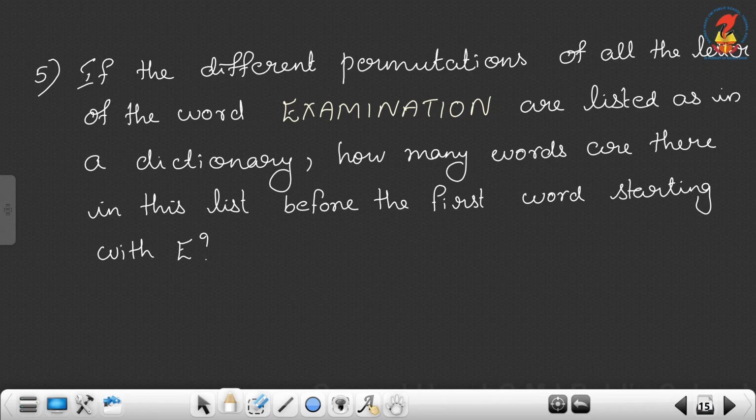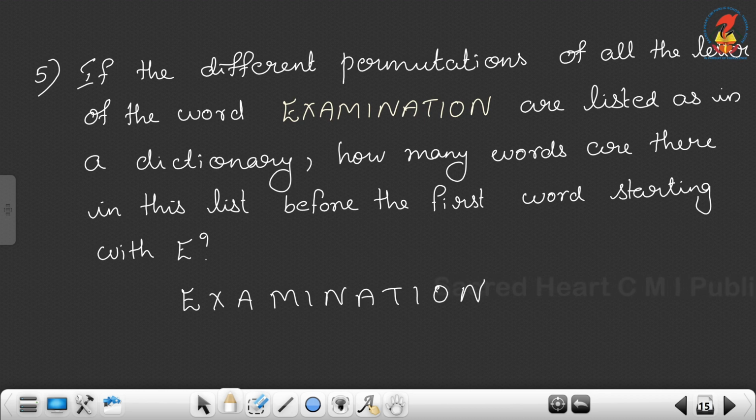If the different permutations of all the letters of the word EXAMINATION are listed as in a dictionary, how many words are there in this list before the first word starting with E? So, one word is given: EXAMINATION. In EXAMINATION there are 11 letters.